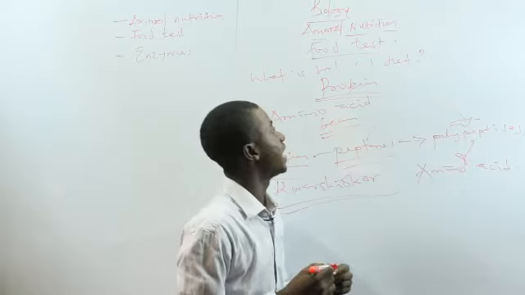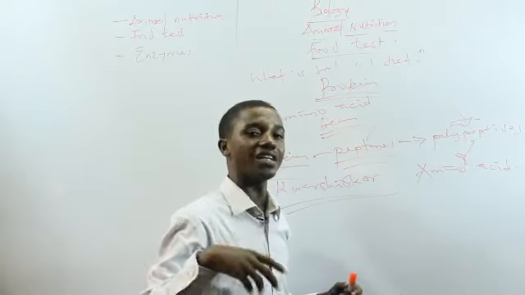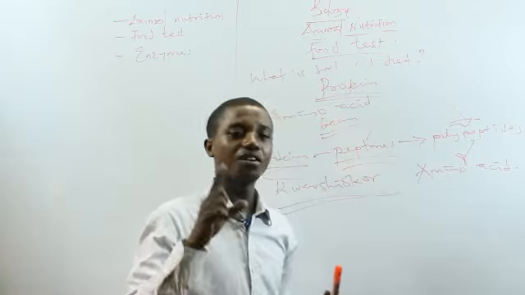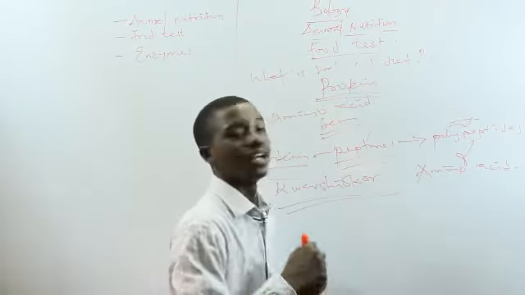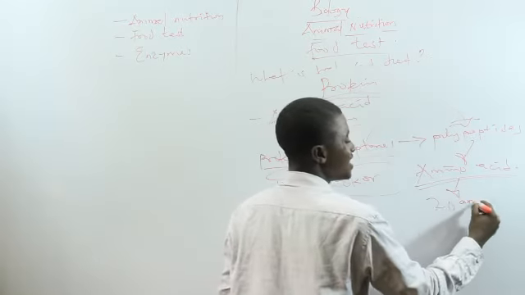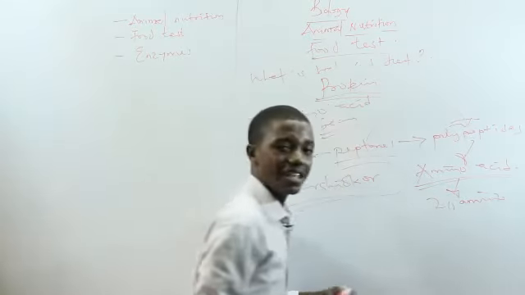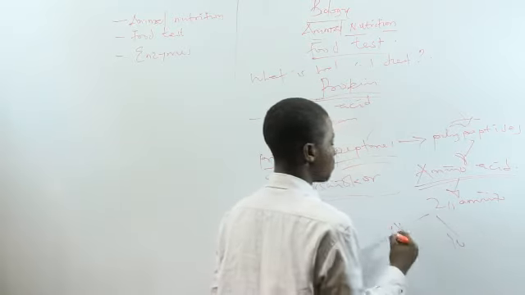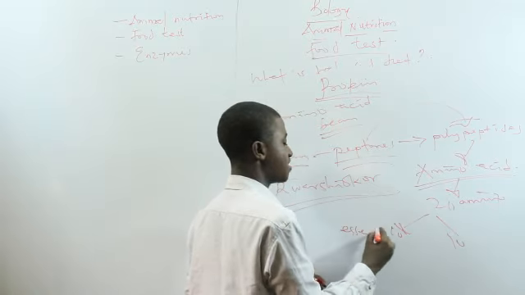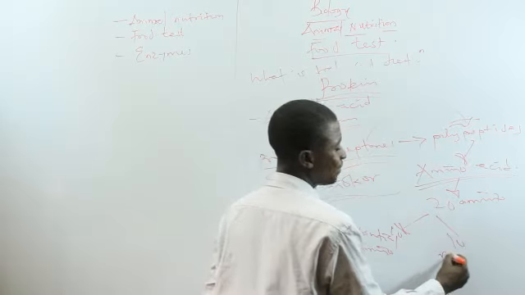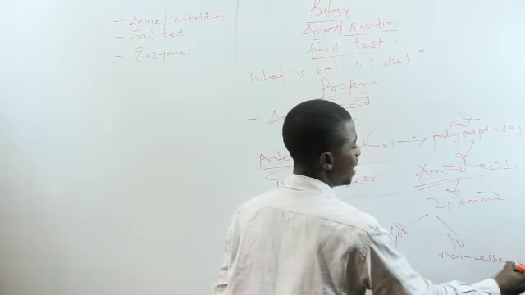Now, what are the advantages of protein? Before we do the advantages of protein, I would like to give us an important piece of information. There are basically 20 amino acids in the body. They are divided into 10 and 10. We have 10 essential amino acids, and we have 10 non-essential amino acids.